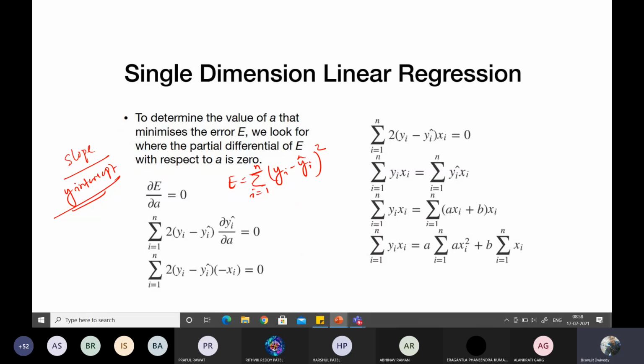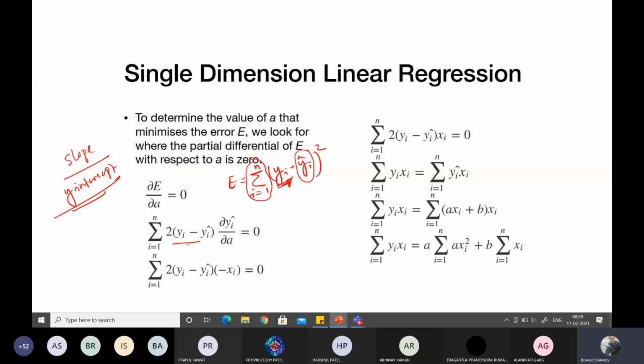If you are taking the derivative of this quantity, then what happens? Just keep this summation to one side. If you take the derivative of this thing, then twice of this quantity will be here. After that, if you take the derivative of yi, that becomes 0, because these are constant values. The only thing left will be the derivative of yi cap by dA, which should be equal to 0, and the minus sign you can neglect, because on the right side 0 is there.